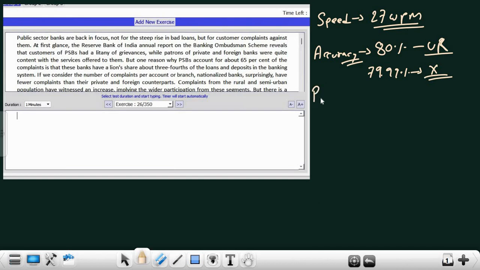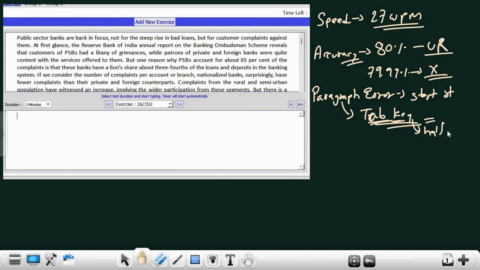And the third one is paragraph error, which means at the start of any paragraph, you have to press the tab key in order to have the space at the starting of each paragraph. So you have to remember to press the tab key at the starting of each paragraph, otherwise you will commit a half mistake.